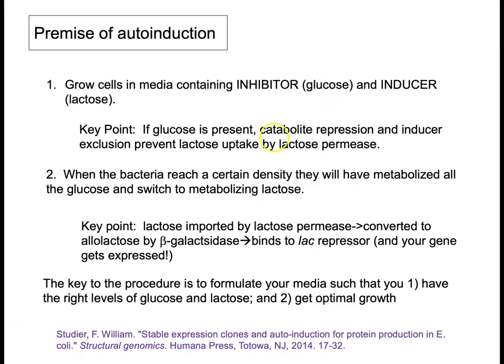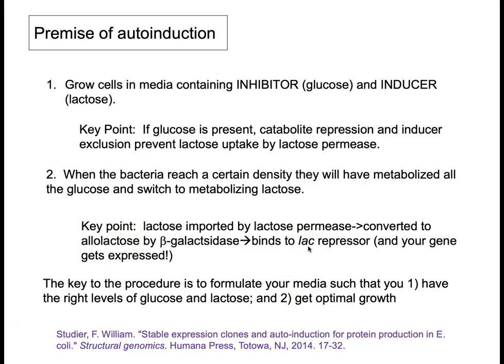from the cells. When the bacteria have reached a certain density, and that certain density is going to depend on how you formulate your media, they will have metabolized all the glucose, and then they'll switch over to lactose. Okay? And here's what's going to happen when they switch over to lactose. Lactose will be imported by that lactose permease protein. The lactose will then be converted to allolactose by beta-galactosidase. And remember that allolactose is the true inducer. So it's going to bind to the lac repressor and start inducing our gene of interest.